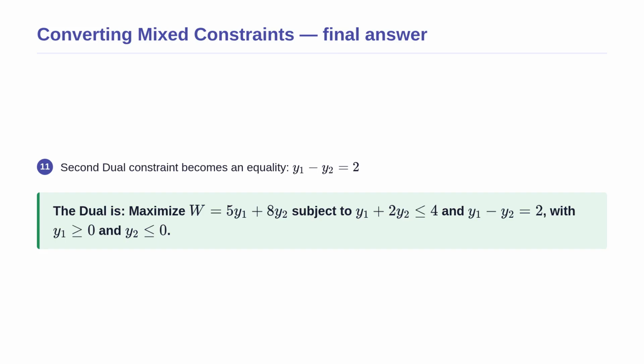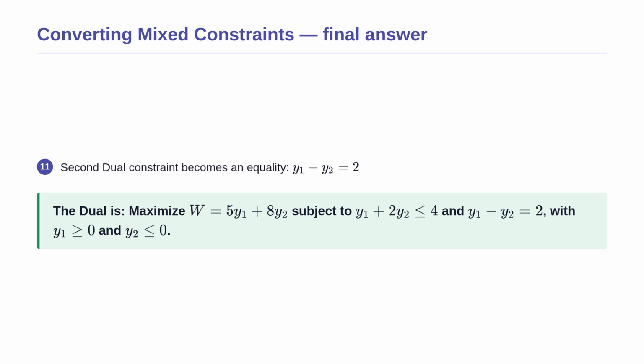Applying the rule for the unrestricted variable, we write the second dual constraint as a strict equality, using the coefficients from the second column of the primal constraints. This completes our conversion. The final dual problem is to maximize W equals 5y1 plus 8y2 subject to our two new constraints, with y1 being non-negative and y2 being non-positive.